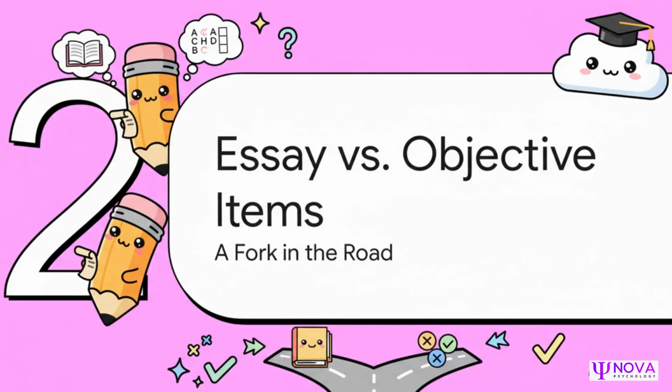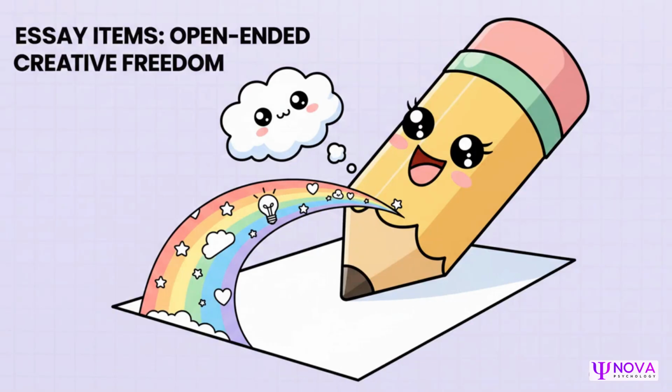Okay, so this leads us to a major decision you have to make when you're building a test. Not all items are built the same way. You've got to pick a format, and it's kind of like a fork in the road between two main paths, essay and objective items. First up, we have what are called constructed response or essay items. These are your open-ended questions where the person has to generate their own answer from scratch. They're fantastic for assessing those higher-order thinking skills, things like synthesis, analysis, and evaluation. Think about scoring responses on projective tests.